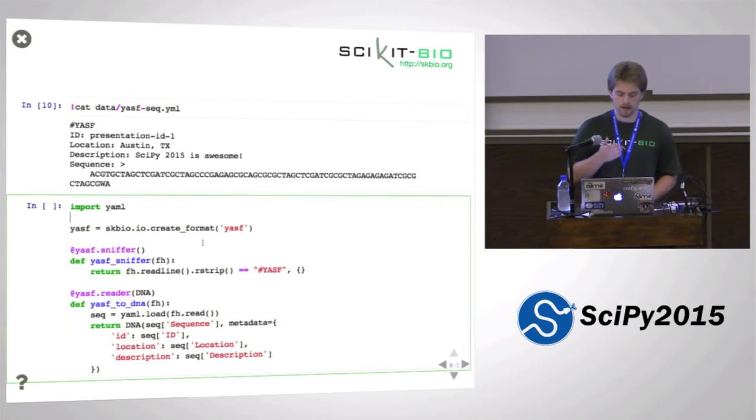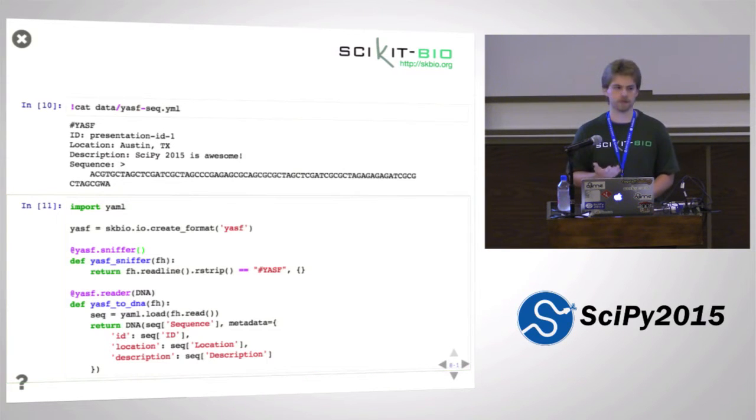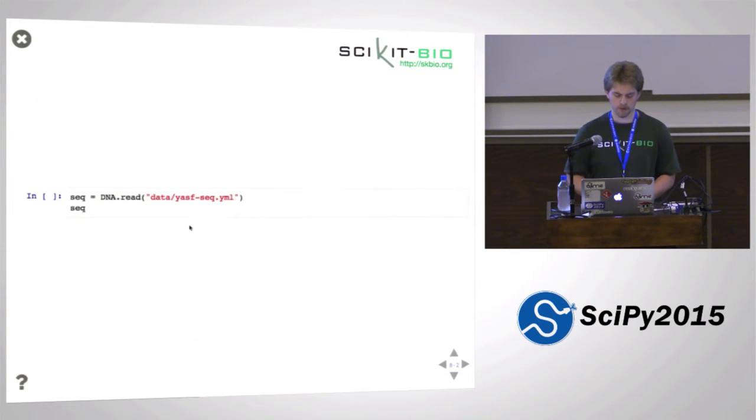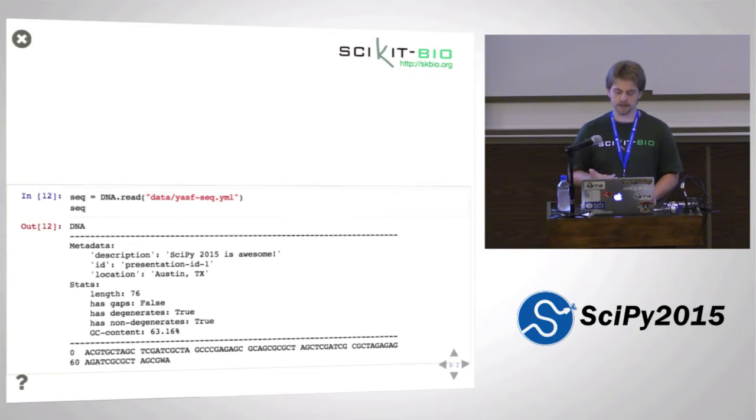We'll also associate a reader with DNA. So this will turn a file handle into a DNA sequence. So we'll execute that, and now Scikit-Bio knows what Yossef is. We can prove that by showing this. And so 2 seconds ago, DNA had no concept of Yossef. Now it does. We see description, ID, and location.